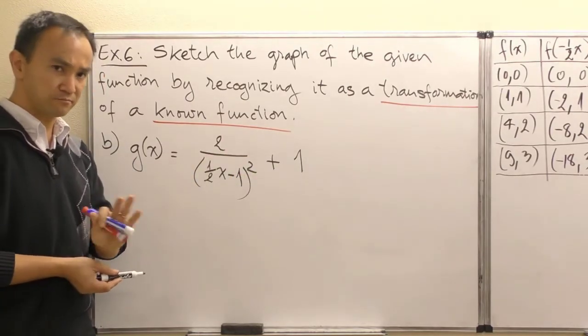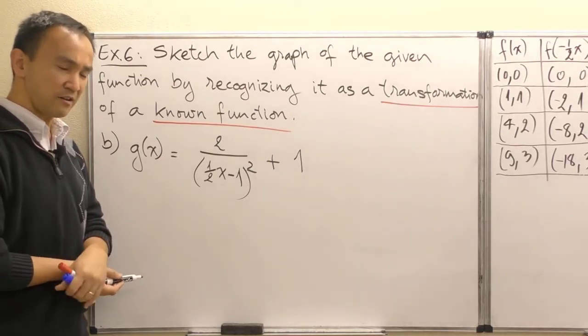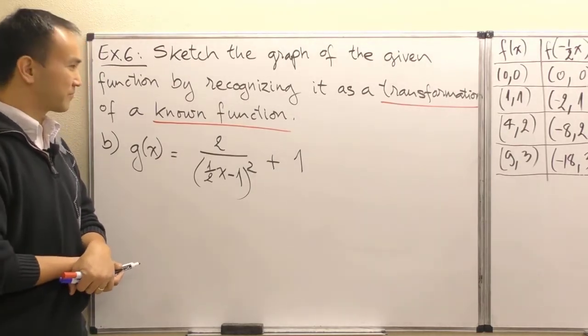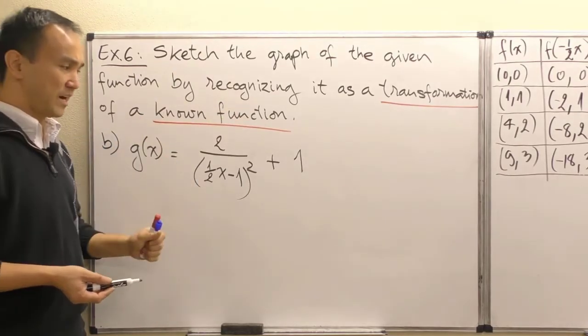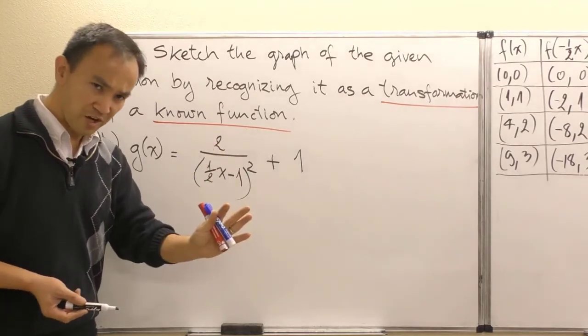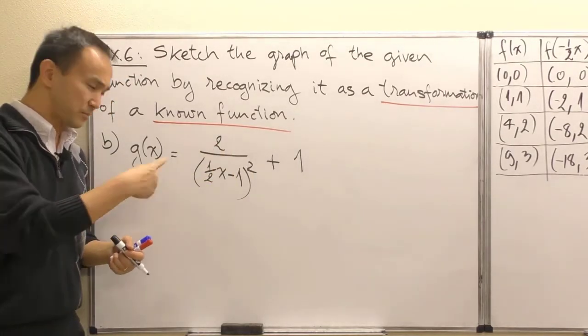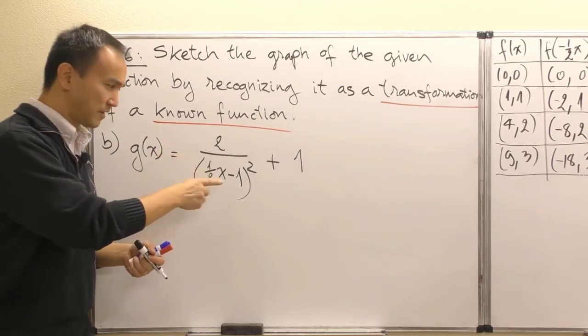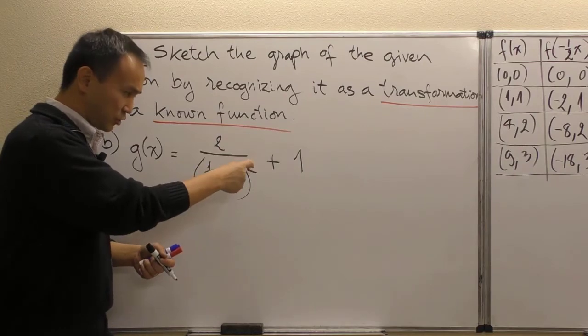Before getting the work started, I just want to point out a couple of things to notice about the function. I put this problem under that same example because I want to recognize this function as a transformation from a known function, and that was the reason why I started to give you that clue ahead of time. What I noticed here is there's a square, and there's a fraction, and there's a square.